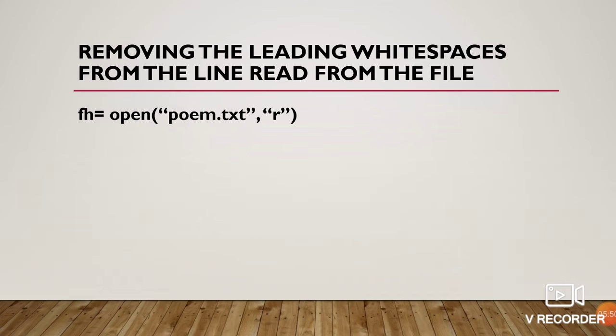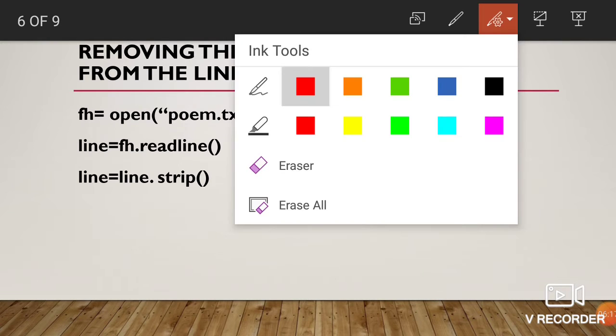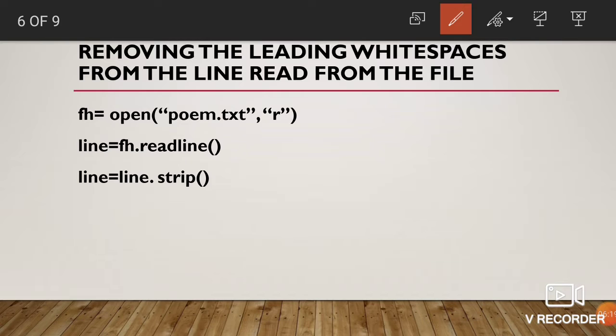When you are reading the file, it will read all the blank spaces, new line characters and all things. So line equals fh.readline(). Again we will read a line by using the readline method. Then line equals line.strip(). What will it do? Instead of strip, there must be lstrip here.